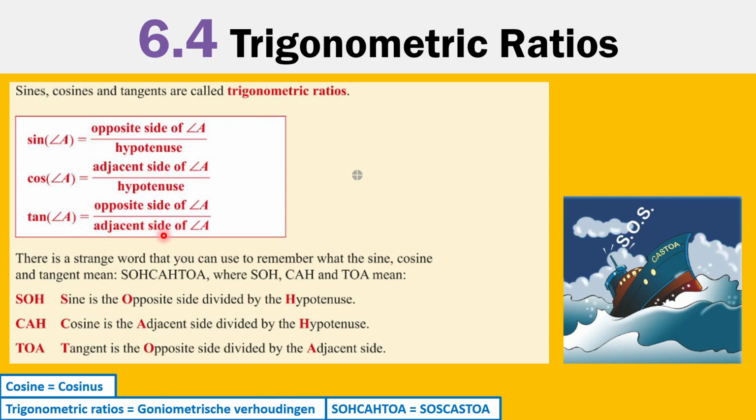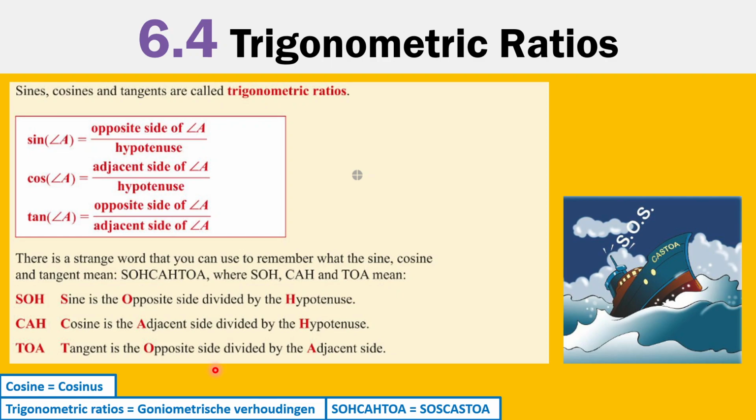In Dutch, you can abbreviate this to SOS Castoa. So that's what's given right here. In English, this is abbreviated to SOHCAHTOA. And how do you read that? SOH: sine is the opposite side divided by the hypotenuse. CAH: cosine is the adjacent side divided by the hypotenuse. And TOA: tangent is the opposite side divided by the adjacent side.